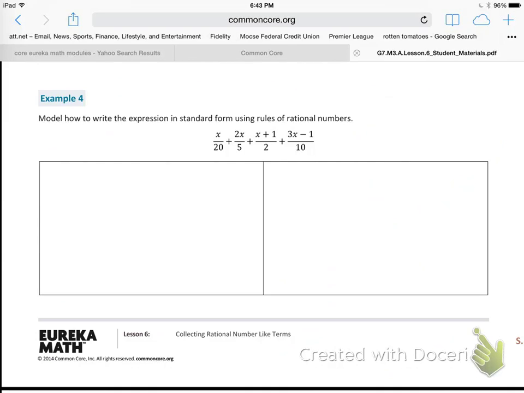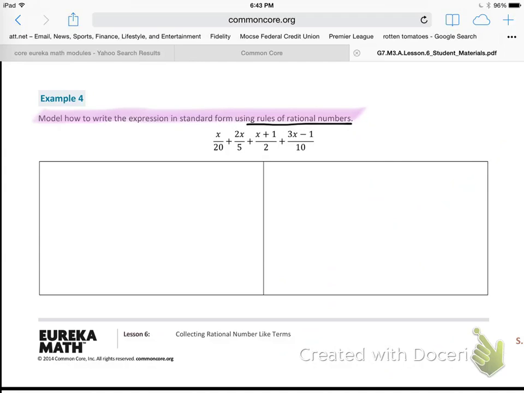Okay, this is example 4. This is a bit of a leap in understanding. Hopefully, this is just the beginning, so we will see this type of thing over and over again. But what they want you to do here is model how to write this expression in standard form using the rules of rational numbers, and what you can do with rational numbers, especially, of course, when we're talking about fractions.